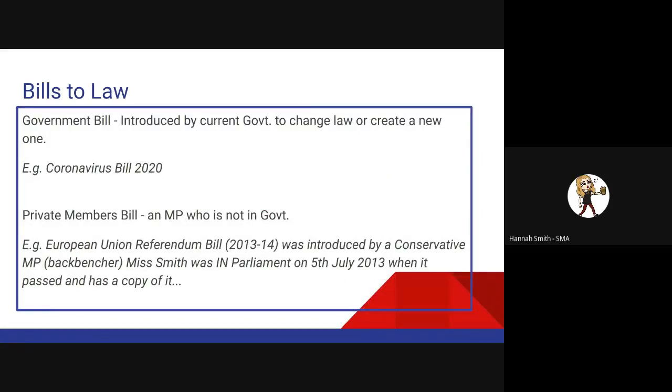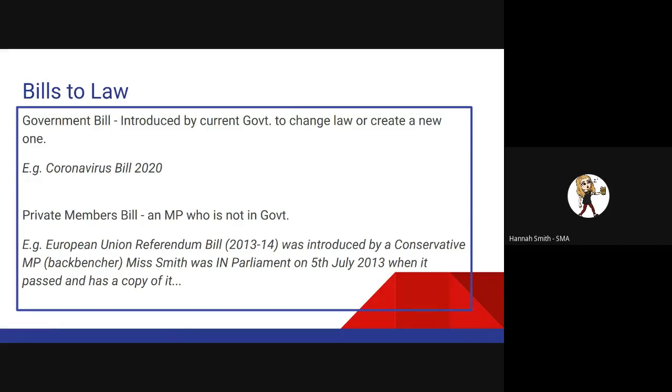Here is an example, government bill. There are different kinds of bills. This one was taken directly from the government. So Boris Johnson and his group got together and they introduced the coronavirus bill of 2020. This was to outline things like PPE, how the NHS would survive, stay-home procedures. However, you can also introduce a bill as a private member. So that's an MP who goes, hey, I've got something that I think should happen.